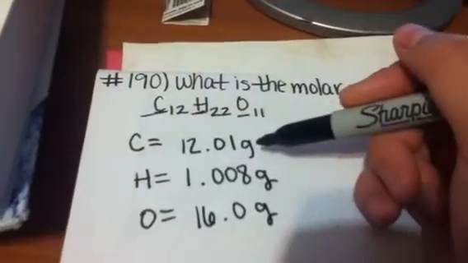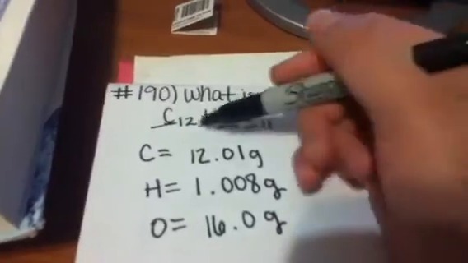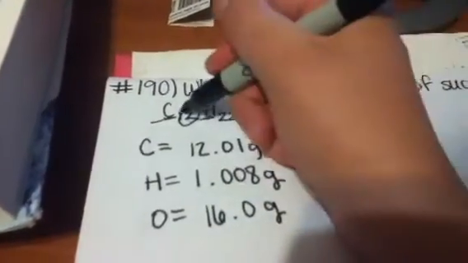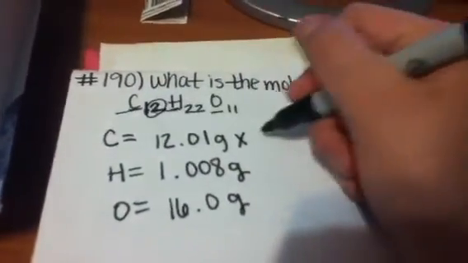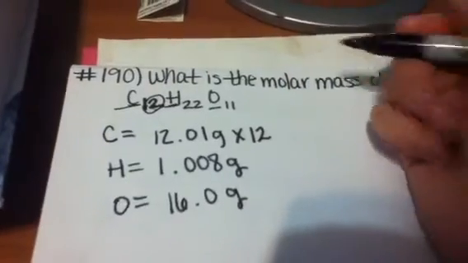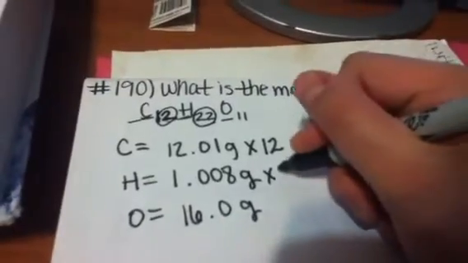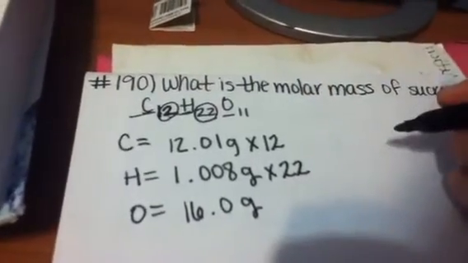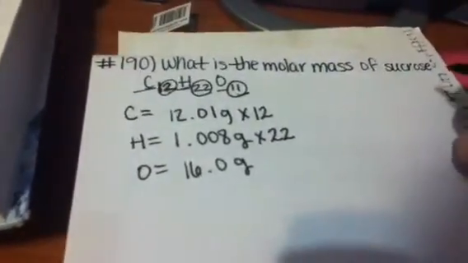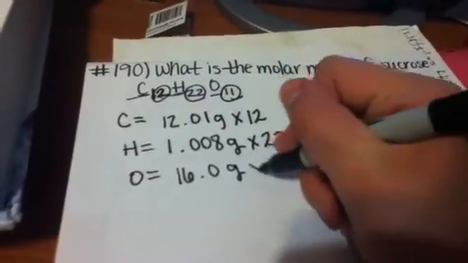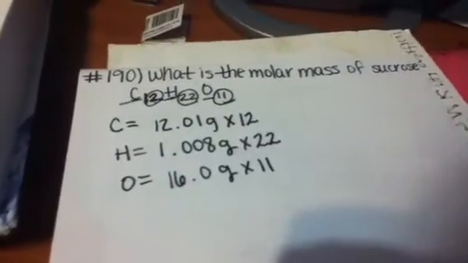Now, we look at how many of each one we have. For one carbon, it is 12.01 grams, but we have a total of 12 carbons, so we're going to multiply this by 12. We have a total of 22 hydrogens, so we're going to multiply our mass for hydrogen by 22. And we have a total of 11 oxygens, so we're going to multiply our mass for oxygen by 11 because we have 11 total oxygens.